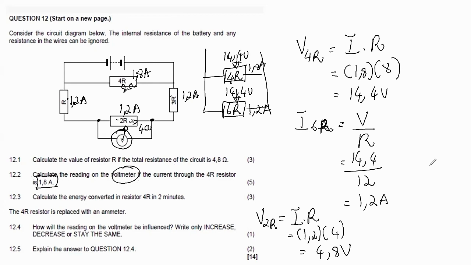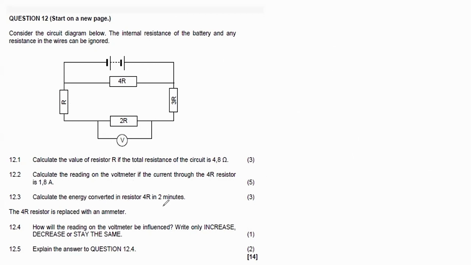Then let's proceed to 12.3. 12.3 says calculate the energy converted in resistor 4R. So which 4R? This one here, in 2 minutes. So again, we can see that our time here is given in minutes. But one thing that we have to note when we are calculating the energy is that we always have to ensure that our time is in seconds. So how do we convert minutes to seconds? You multiply by 60. So that means 2 minutes is 120 seconds, right?